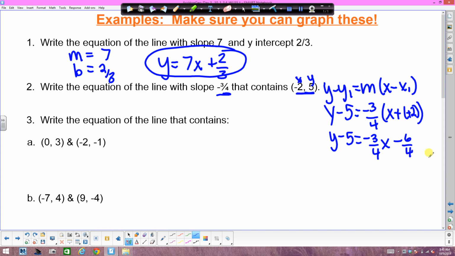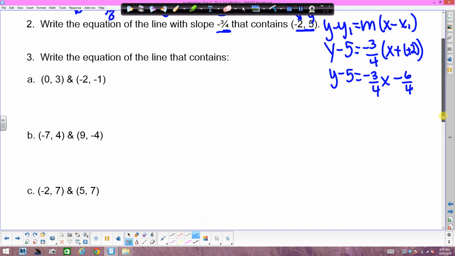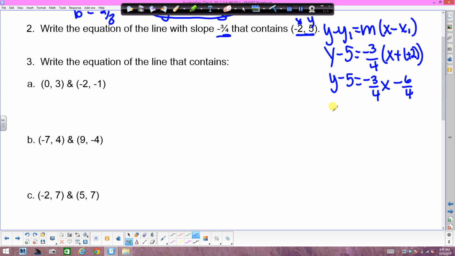Now if we want to, we can go ahead and take negative 6/4 and simplify it. So I've got y minus 5 equals negative 3/4 x minus 3/2. So remember, we want to write these in slope-intercept form, so I need y by itself, so I'm going to add 5 to both sides.